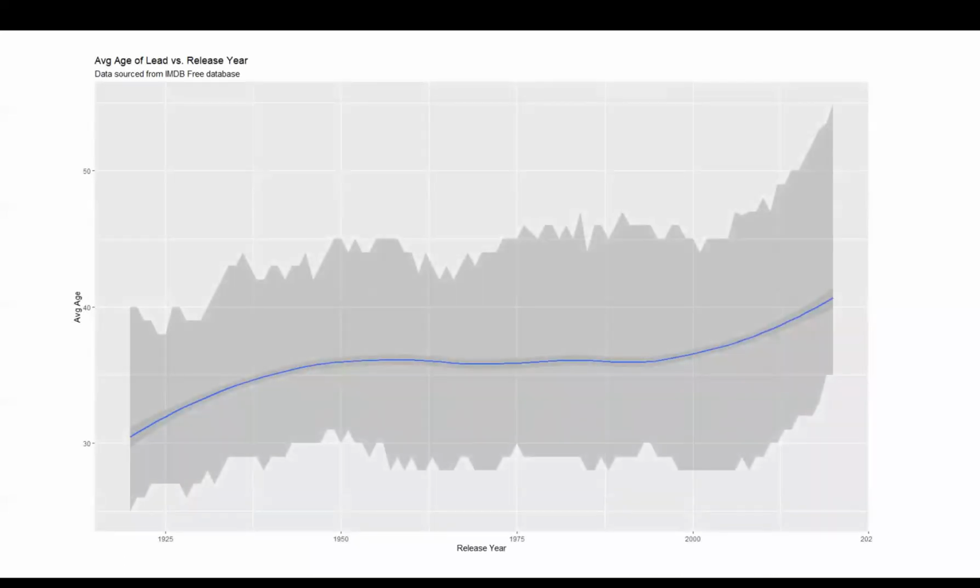Finally, I wanted to figure out if we could figure out this stuff visually. So I decided to take the average age of a lead and graph it against the respective year of release date. And as you can see, for about 50 years in the middle, there was a median age of about 35. And then all of a sudden, around the late 90s and early 2000s, there was a big increase in acceptable lead ages that the public would, or that studios were casting.